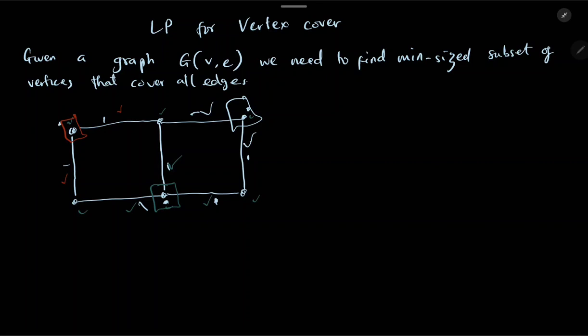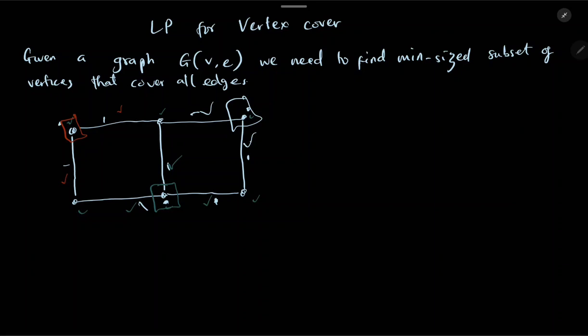And like I said, for vertex cover, we want at least one of the vertices of connected edges to be covered. It's not wrong if all vertices are covered, but the keyword there is at least. We want at least one of the vertices of connected edges to be covered. So let's translate this to an LP.